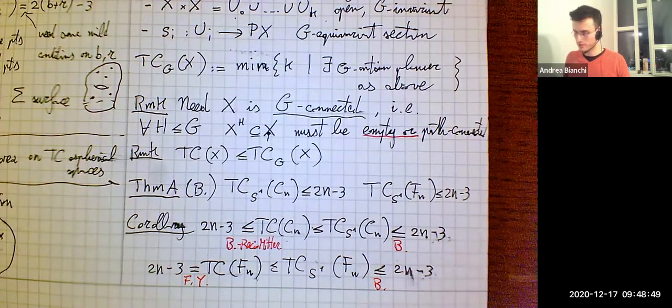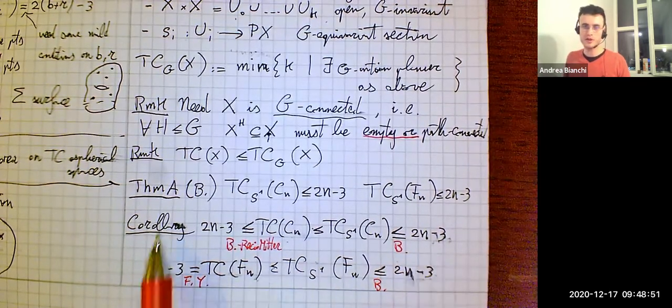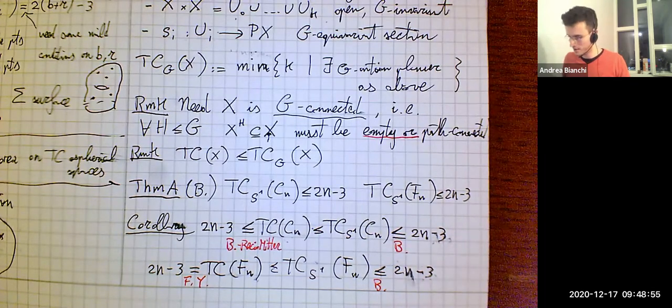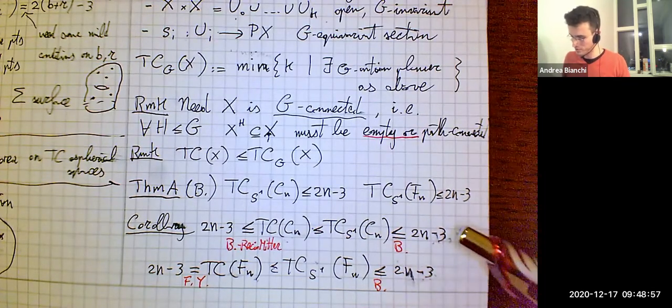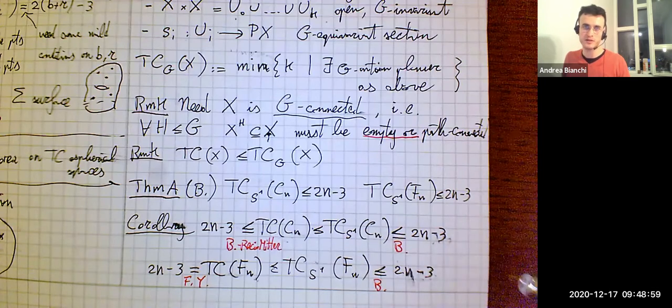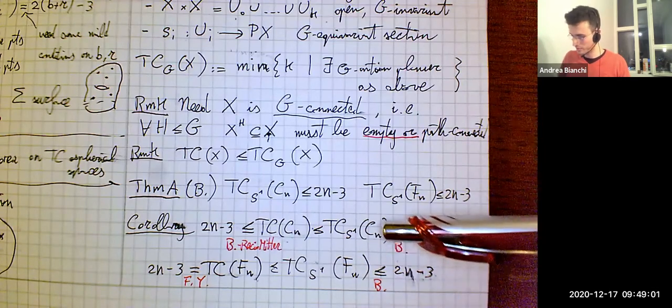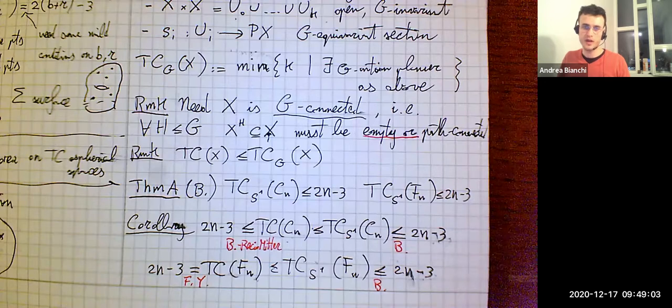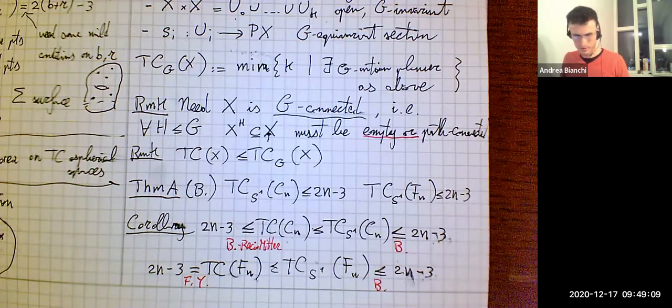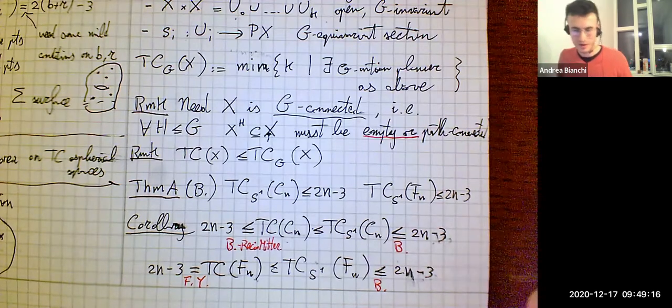That is, all the numbers I've written in this corollary are equal to 2n minus 3. So we get an answer to what is the topological complexity and also what is the equivariant topological complexity of the spaces Cn and Fn. And this is the motivating problem that motivates the rest of the talk.